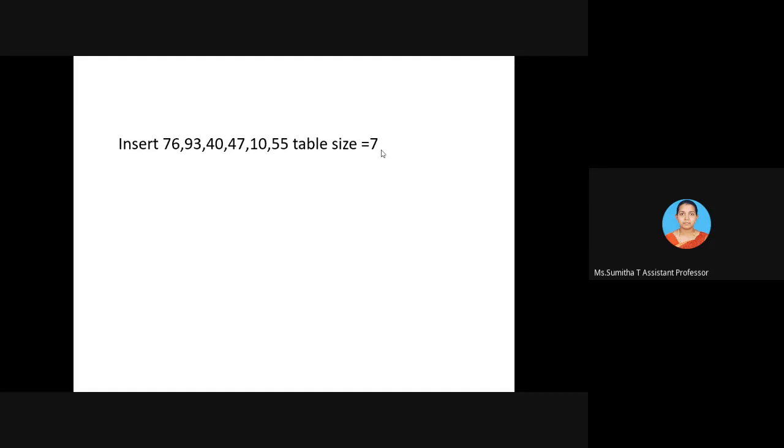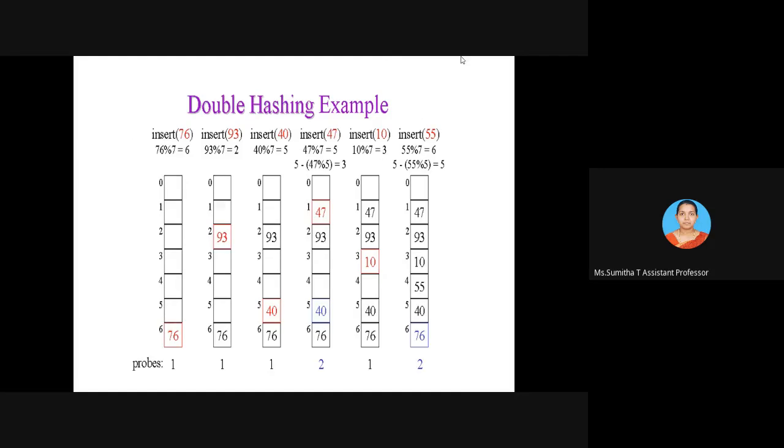So the collision occurs, right? Here. Is it so? Okay. The first position is 6th and 2 and 5th and the 4th also. We get the value as 5. So I'm going to insert the element 47 into 5, but not possible. Already the 40 is inserted.